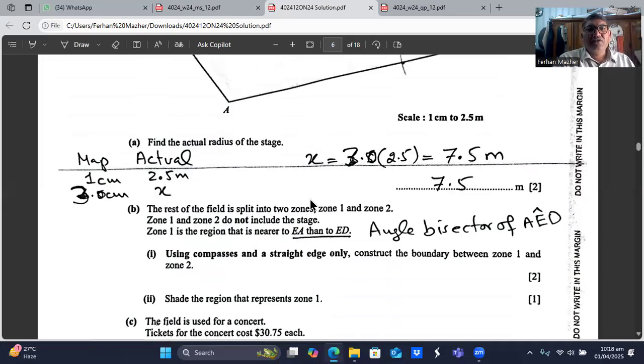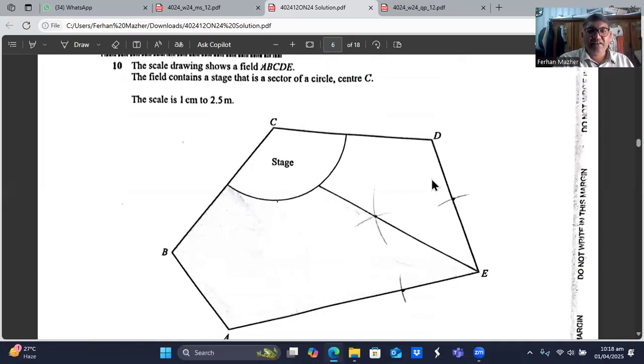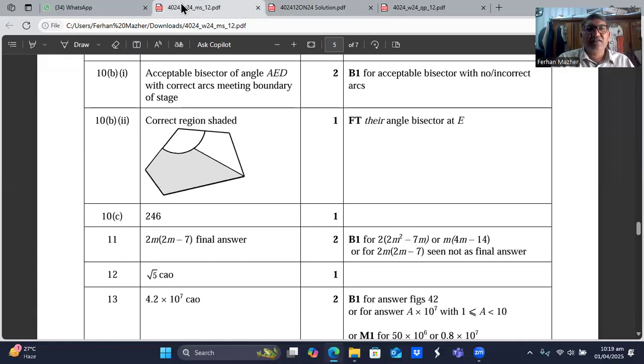Okay. So if you are on this angle bisector, you are equidistant from ED and EA, but you have to remain near ED, so you will shade this area. So I have shaded it, but when I took the photograph, the shade is not that clear, but I have shaded this portion. So this is your zone 1. You shade it. Okay, so I hope you understand this and look at the marking scheme as well.